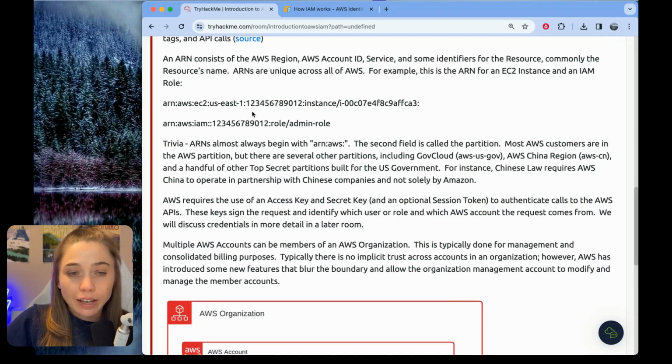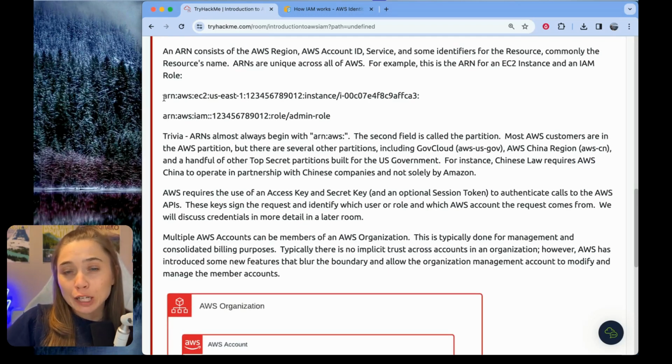Okay, lots of reading. Thanks for sticking with me so far. Hopefully it's remaining interesting. I think we're going to get to something hands-on soon. An ARN consists of the region, account ID, service, and some identifiers for the resource, commonly the resource's name. You know you're really an AWS pro when you start being able to construct these ARNs from memory. I use ARNs constantly, especially writing infrastructure as code. Like in my Terraform, I have a lot of logic that has to do with ARNs and stuff like that.